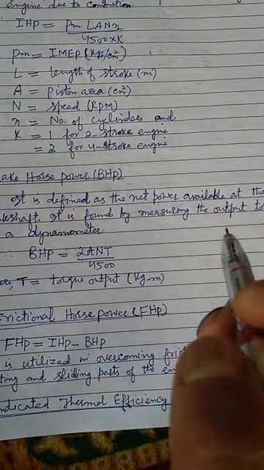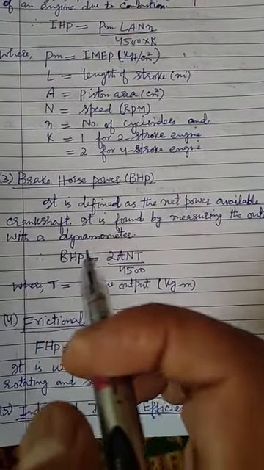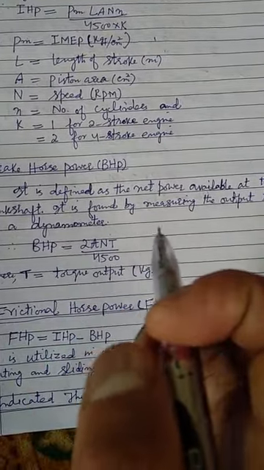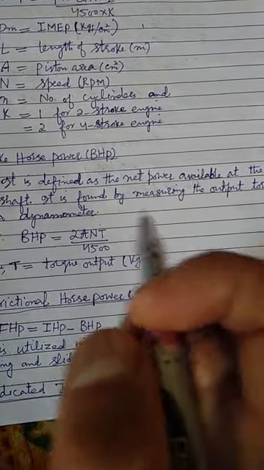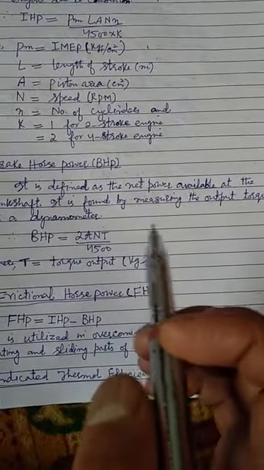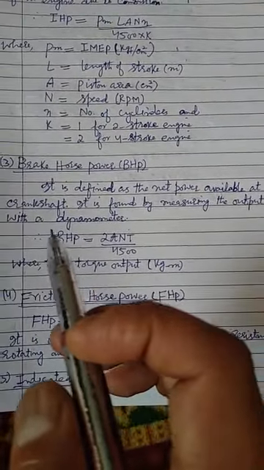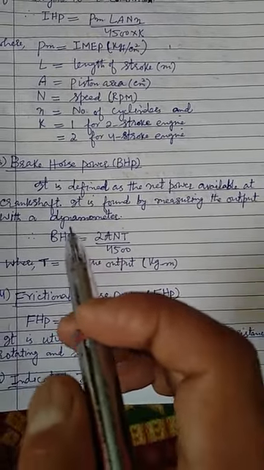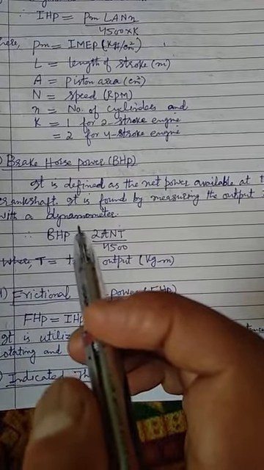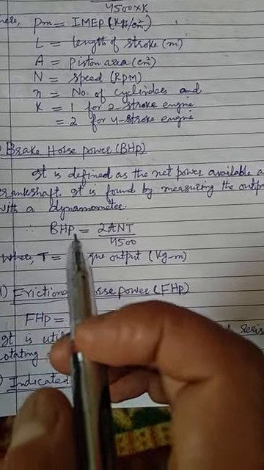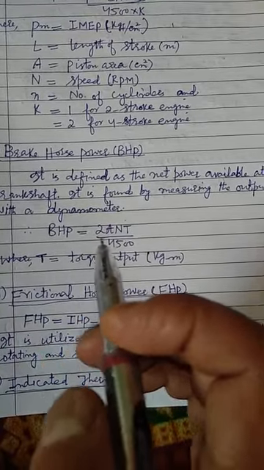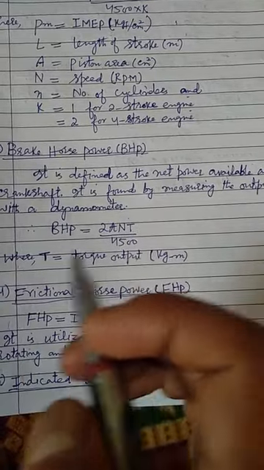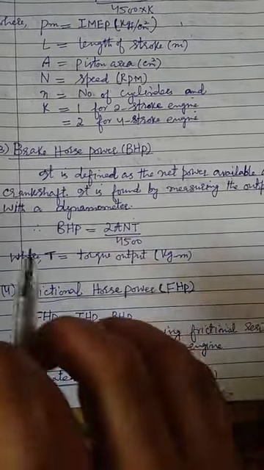It is found by measuring the output torque with a dynamometer. So I told you brake horsepower is the net power, but it is measured. It is found by measuring the output torque of the crankshaft with a dynamometer. A dynamometer is a device which is used to measure the torque of the shaft. In mathematical language, brake horsepower is equal to 2 pi NT divided by 4500, where N is rpm and T is the torque output in kg meter.